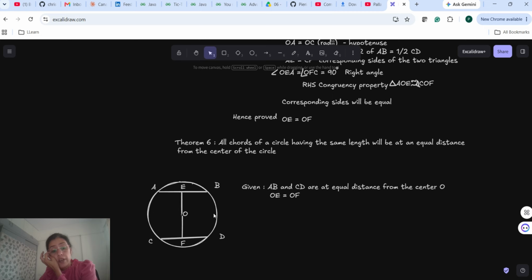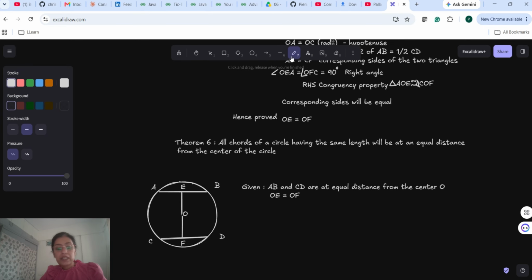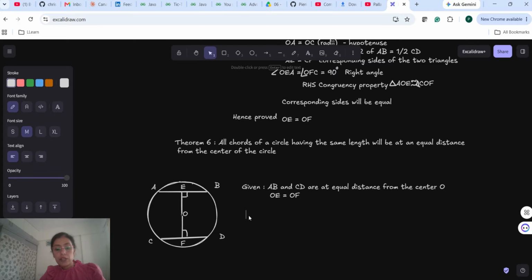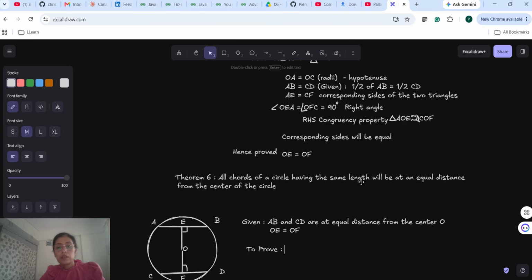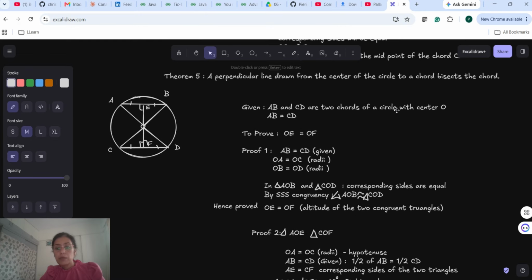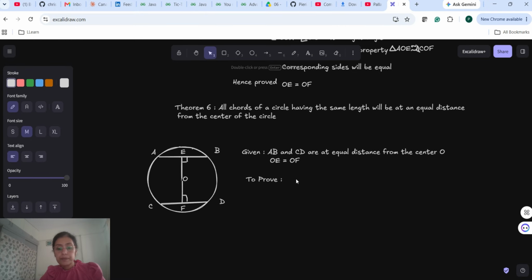is equal to OF. And because we are talking about the distance here, distance means to be perpendicular, right? And then what we will need to prove here is that AB and CD are equal. We have to prove AB is equal to CD.